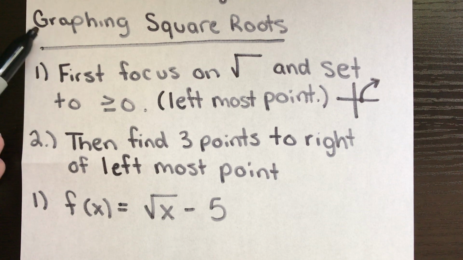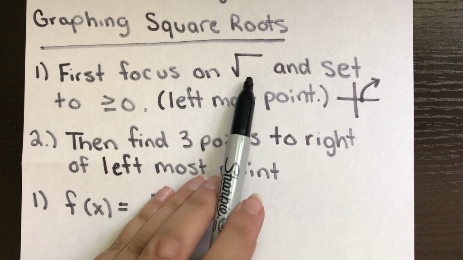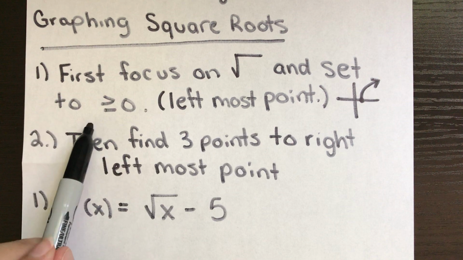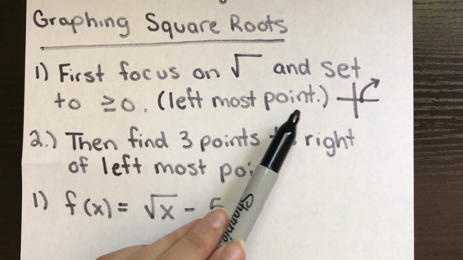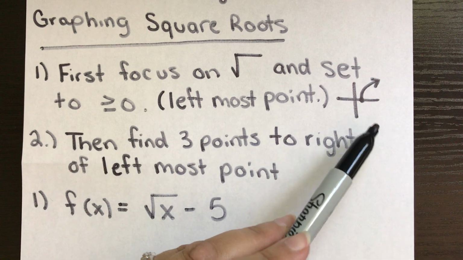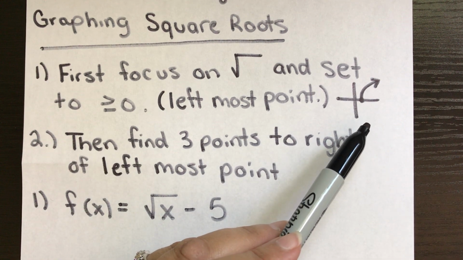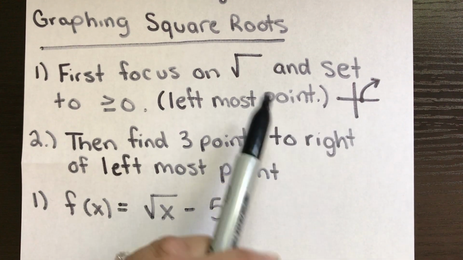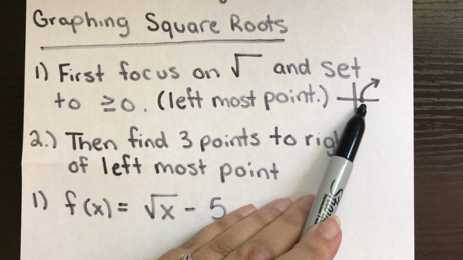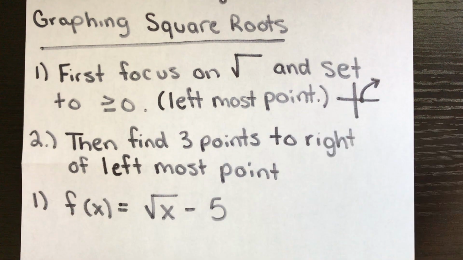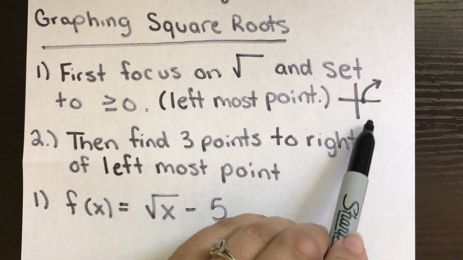The first thing you have to do when you're graphing a square root is focus on the square root and set it to greater than or equal to 0. And what this does is it helps us find the leftmost point. So you may not know this, but every graph has a picture. Like parabolas, for example, they look like a U-shape. Square roots, when you graph them, always look something like this. It has an endpoint and it goes up to the side with an arrow, one single arrowhead.